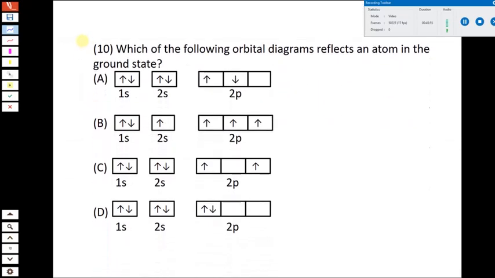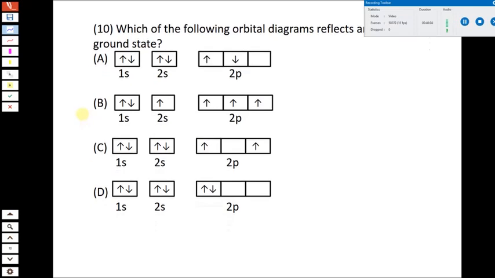And this one is also related to that. We want to know which of these orbital diagrams reflects an atom in the ground state. So there are 3 rules we have to follow when we're filling electron configurations, and one of those rules you can get from just the configuration itself, that being the Aufbau principle, which says you should fill the subshells from lowest energy to highest energy. So we fill them in that correct order.